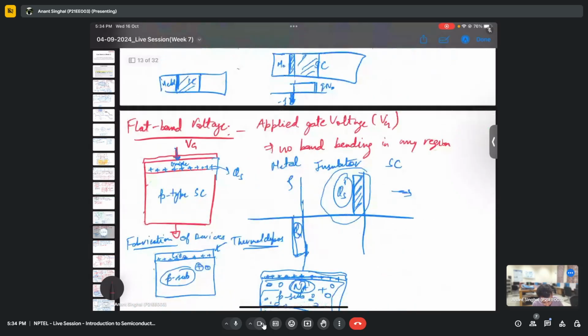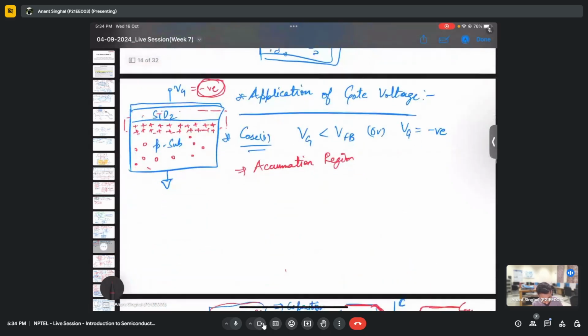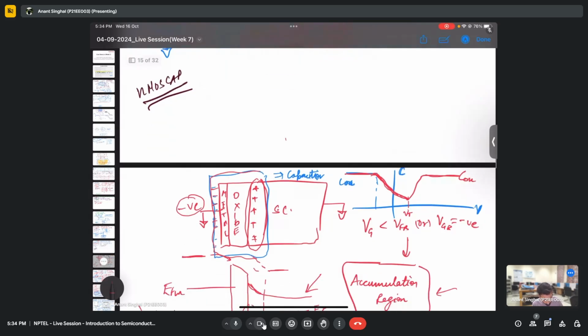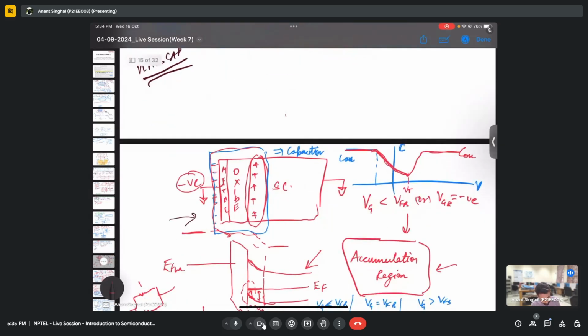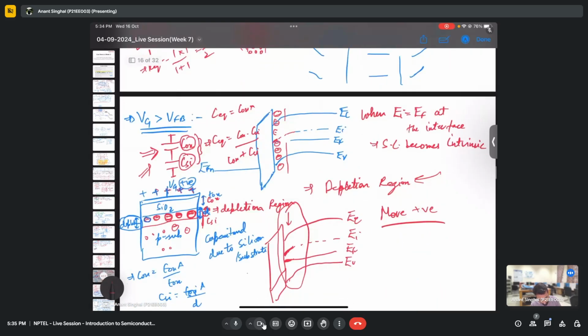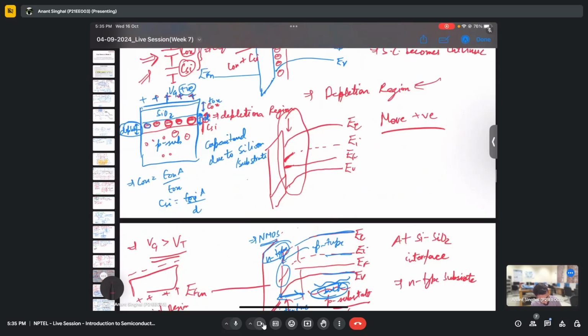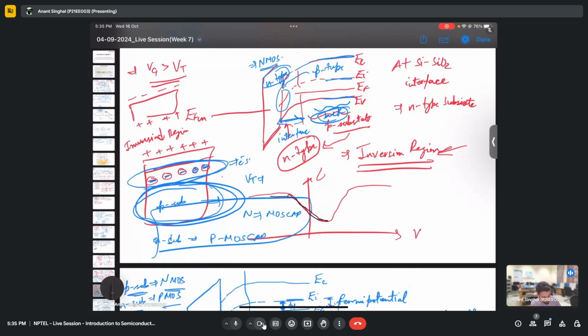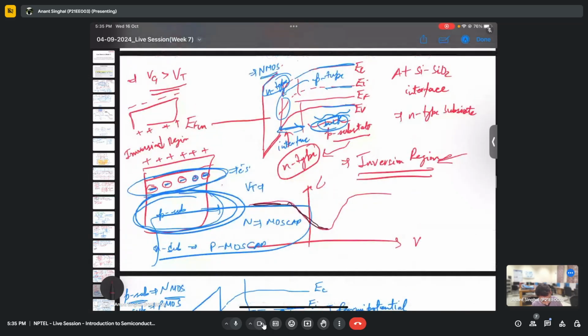We did all the things: flat band, and then how the accumulation happens. We started with a negative gate voltage. We took the case of the NMOS cap, in which we have a p-type substrate, and how the accumulation happens, in which we remain at Cox, then how the depletion happens, in which we went to C minimum, and how after that the inversion happens and we went from VT.